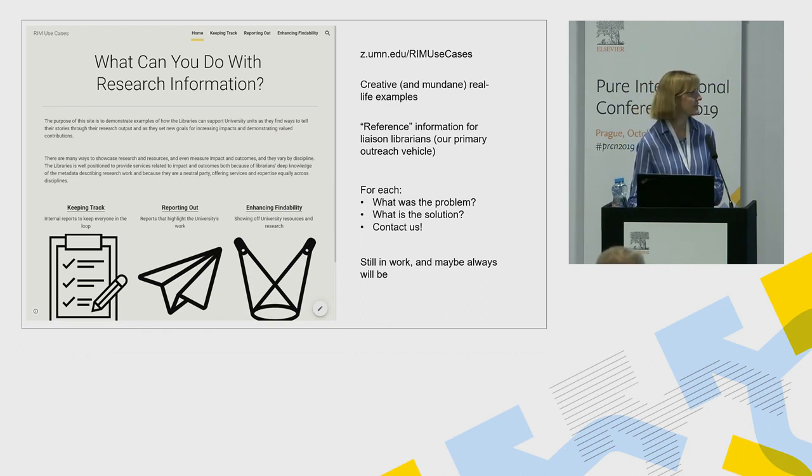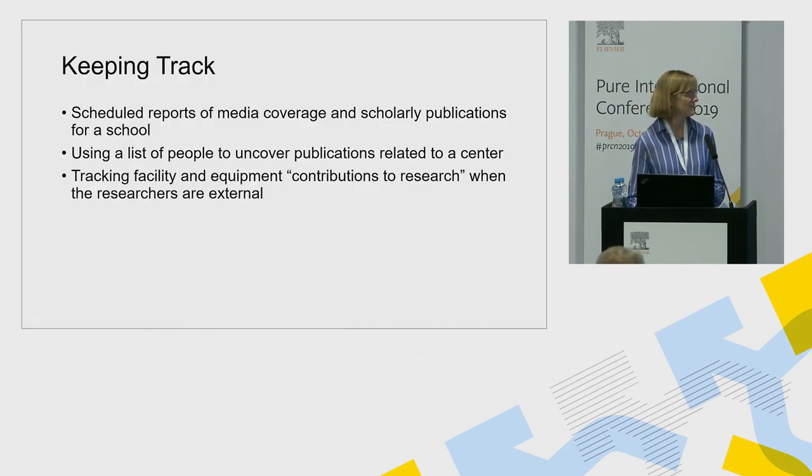The kinds of things that we're talking about here is a super simple, very basic Google Sites site. But we've got things like scheduled reports, I just mentioned those. Using a list of people to uncover publications related to a center. This is a big use case for us, and actually a group that I've worked with quite a bit is a particular material science-oriented grant-funded center that needs to report out once a month, or once a year, on everything that's been published from the money that they were given by the NSF, the National Science Foundation.